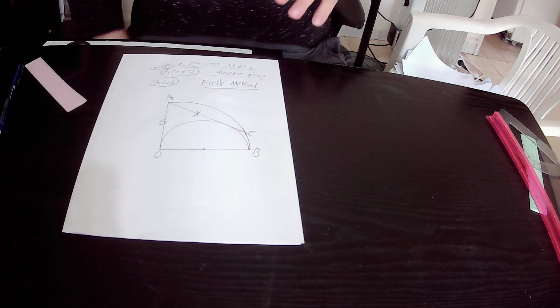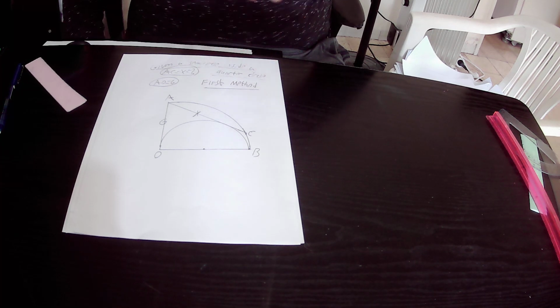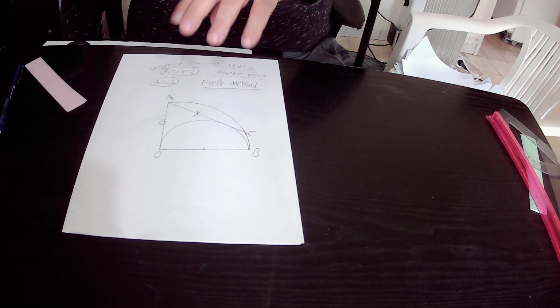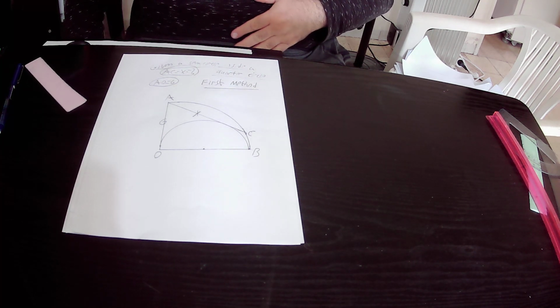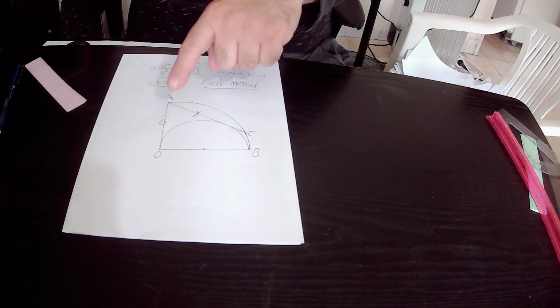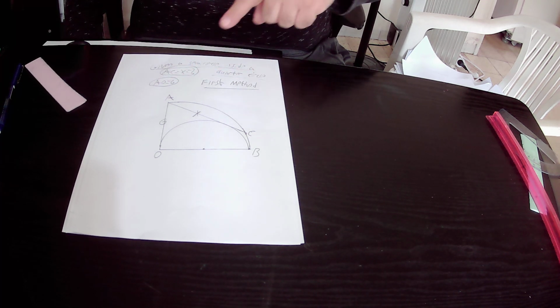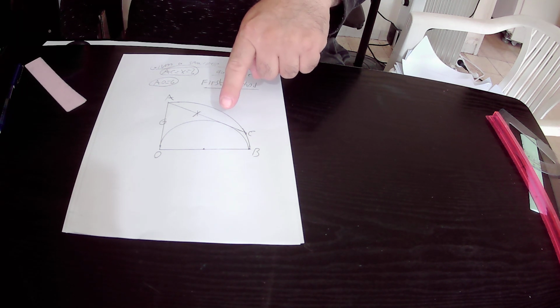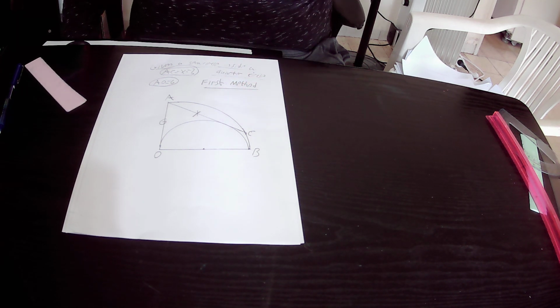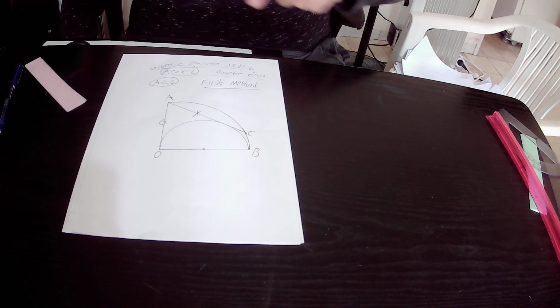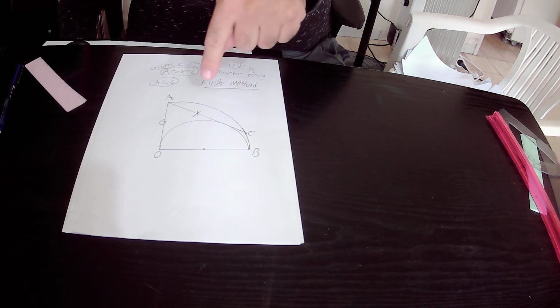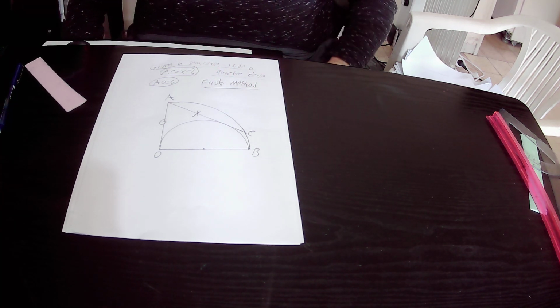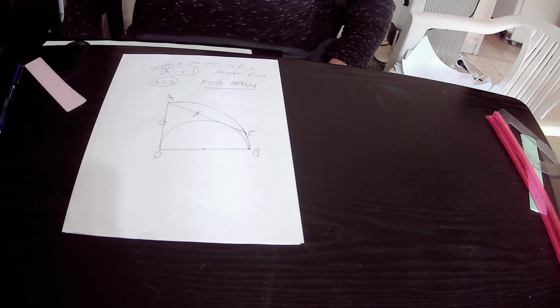In the drawing we have a semicircle inside a quarter circle. We know that side AO equals 6 units. Side AC is tangent to the semicircle at this point, and we want to find the length of side AC, which is equal to X. So we'll start with the first method.